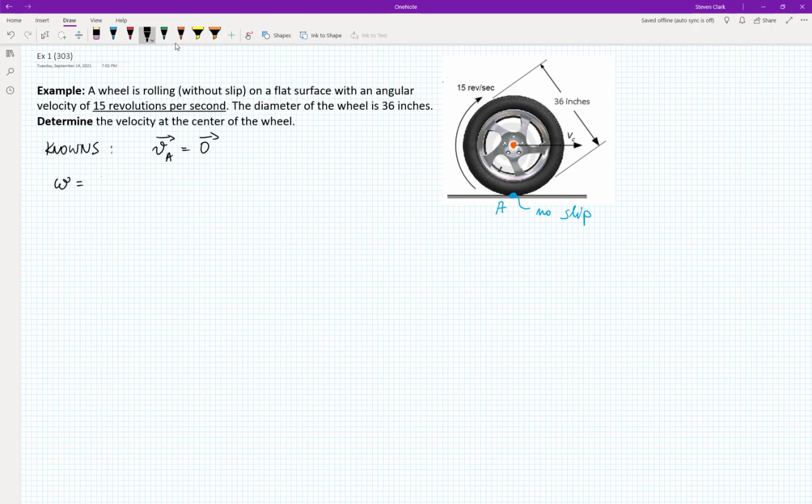Omega is given as 15 revolutions per second. And I believe that we should convert it into 15 times 2 pi radians per second, which is exactly equal to 30 pi radians per second. How about diameter? Diameter is given in inches, but I prefer feet. So this will be 3 feet. And instead of diameter, I prefer to have radius. So this implies that our radius is exactly 1.5 feet.